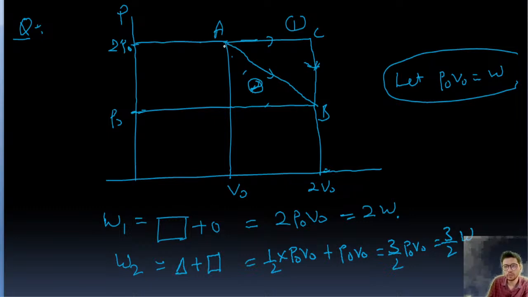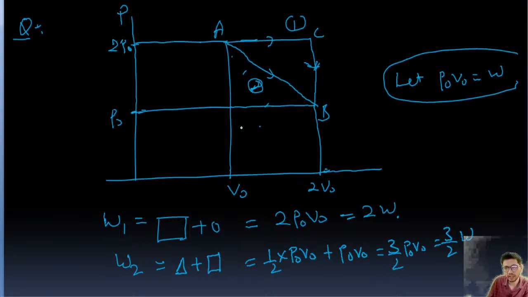Now for this W2, we've gone from A to B, so we are going with path 2, right? From A to B, the area covered by this curve is equal to the area of this triangle plus the area of this rectangle, right? The area of the triangle is 1 upon 2 base into height. The base is V naught and the height is P naught, because this is P naught and this is 2 P naught, right? This is 1 by 2 P naught V naught, plus the area of the rectangle.